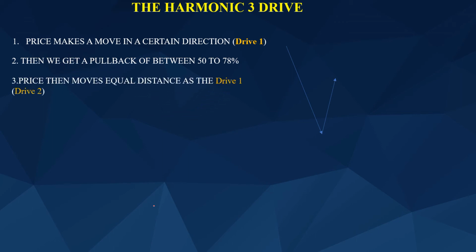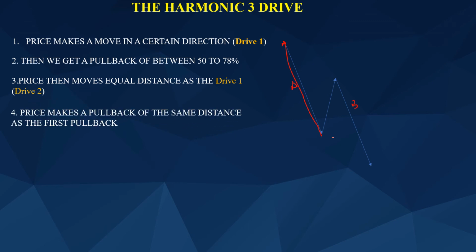Then the third move is that price moves an equal distance as drive one. So this is the first drive, A. Then price moves an equal distance as drive one. So what you are saying is that if this is A, this A is equal to this B. Price pulls back 50% to 78%, and then it drops an equal move to the first drive. So in this case, we are seeing that drive 2 is equal to drive 1.